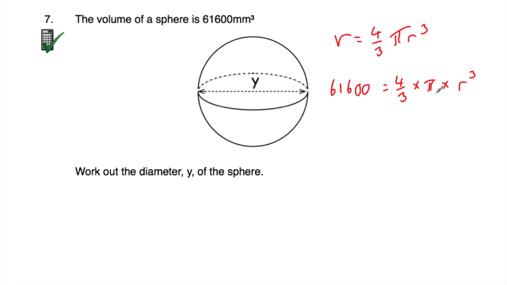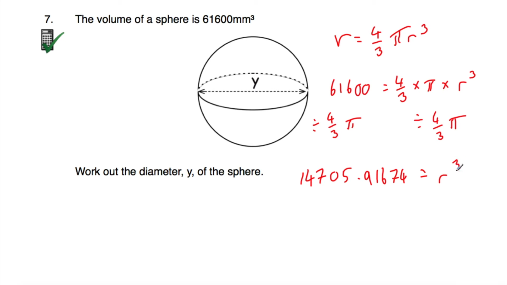Now we've looked at this previously. We could divide both sides by 4/3 and then divide both sides by pi. What I'm going to do is divide the left-hand side by 4/3 pi, and the right-hand side by 4/3 pi. So we're going to do 61,600 divided by 4/3 pi. In my calculator, I type in the 61,600, press divided by, open brackets, type in 4/3 pi, close brackets, and press equals. I get 14,705.91674. On the right-hand side, I've divided by 4/3 pi to get rid of it, which leaves me with r cubed, the radius cubed.